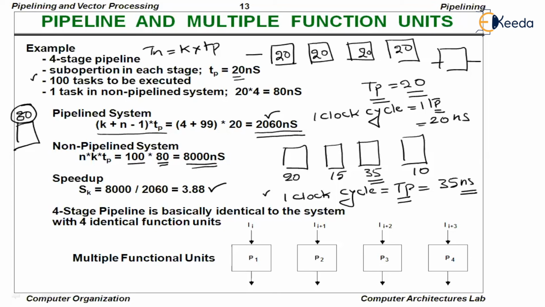So a 4-stage pipeline is basically identical to a system with 4 identical functional units, multiple functional units. Here, our functional unit has been divided into 4 segments. Each segment is treated as a functional unit.